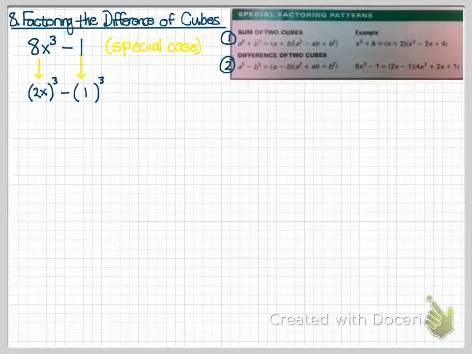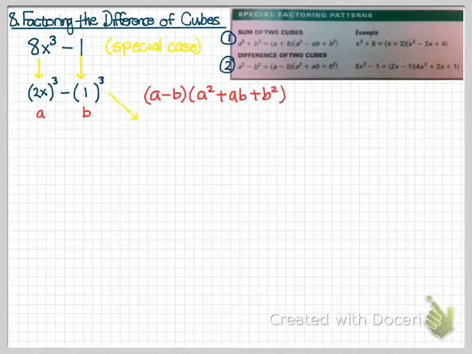If that's still confusing, give it time. Let's practice. Let yourself digest that material. 2x will be our A, and 1 will be our B. And we'll take our formula over there to the right. There it's written in red: the quantity of A minus B times the quantity of A squared plus AB plus B squared.